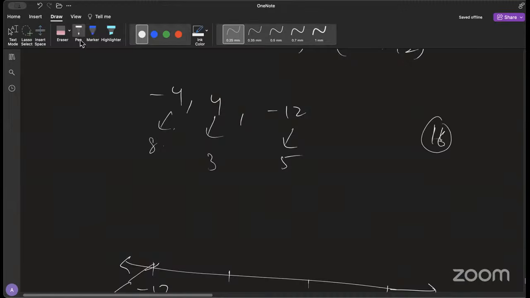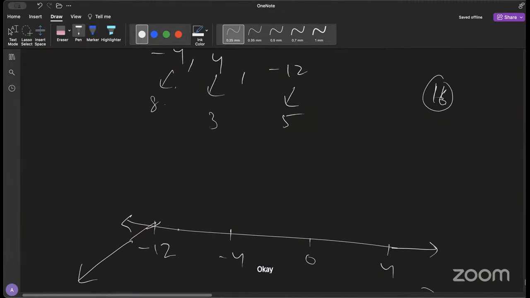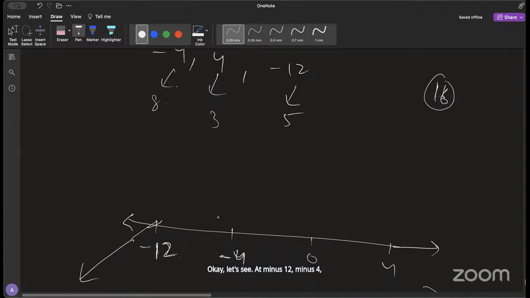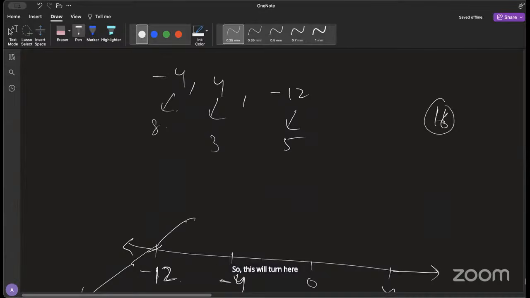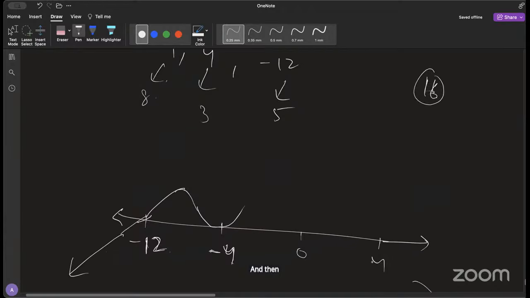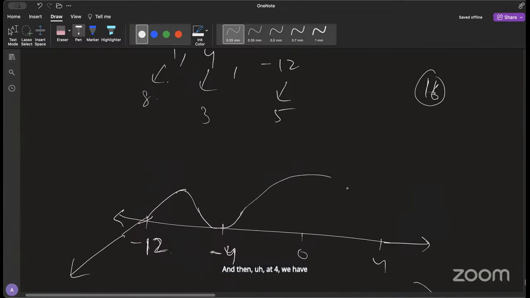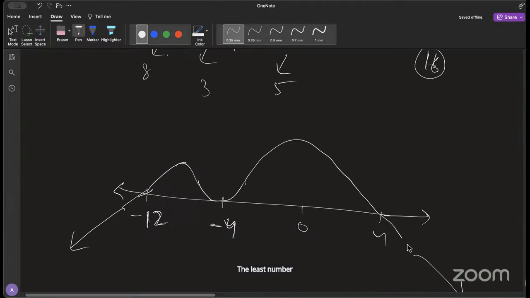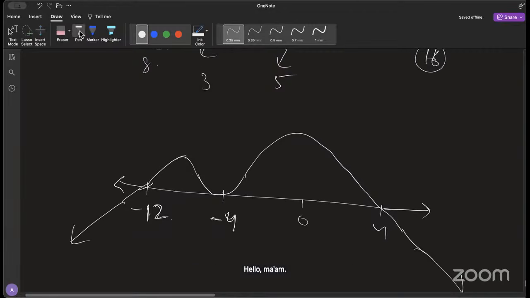I might have 3 turning points, I think. Okay, let's see. At -12, -4, this will turn here. We know it has to turn at least once here. And then at -4, multiplicity is even, so it will be like this. And then at 4, we have odd multiplicity, so we at least have 1, 2, 3 turning points, right? This is the least number of turning points that this graph can have. But that's not the correct answer.